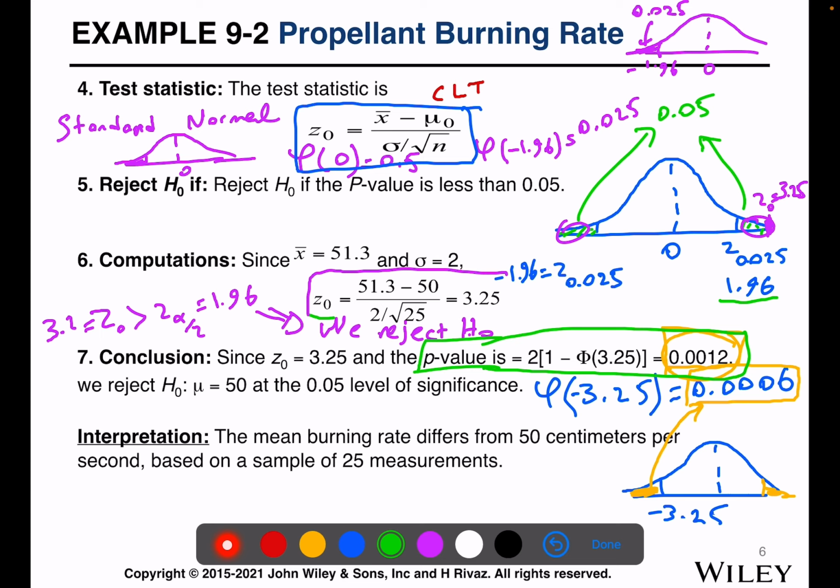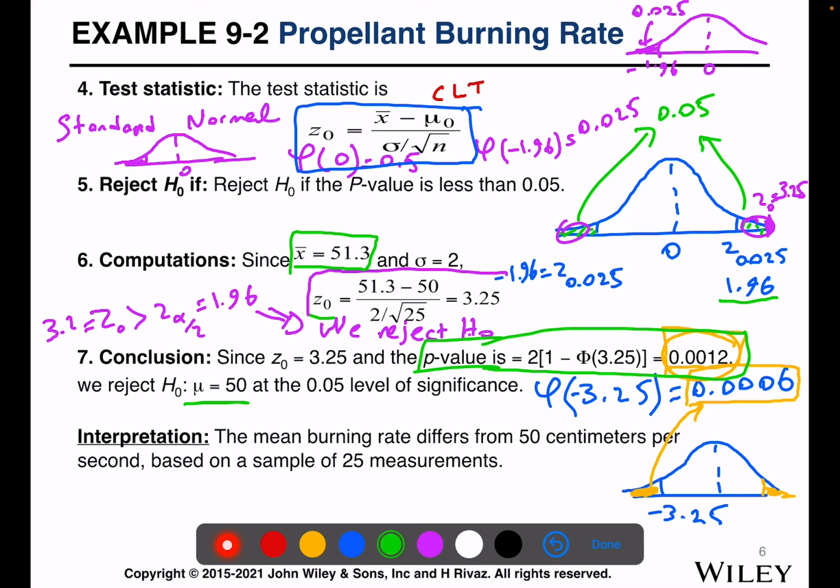Any answers to that? So what does the p-value mean? It's not the type 1 error. Exactly. P is the same thing as alpha, right? So that's the probability of type 1 error. What is the probability of type 1 error? The actual mean was 50, right? But you got a mean of 51.3. So you got an X bar of 51.3 just by chance, right?